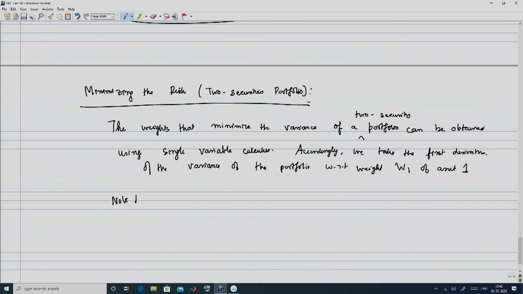So, we start off with that, then note that what is sigma p square? Sigma p square was W1 square sigma 1 square. Then I had W2 square sigma 2 square, which I will replace by 1 minus W1 whole square. Then I had plus twice W1, and then I will replace W2 with 1 minus W1 into sigma 1.